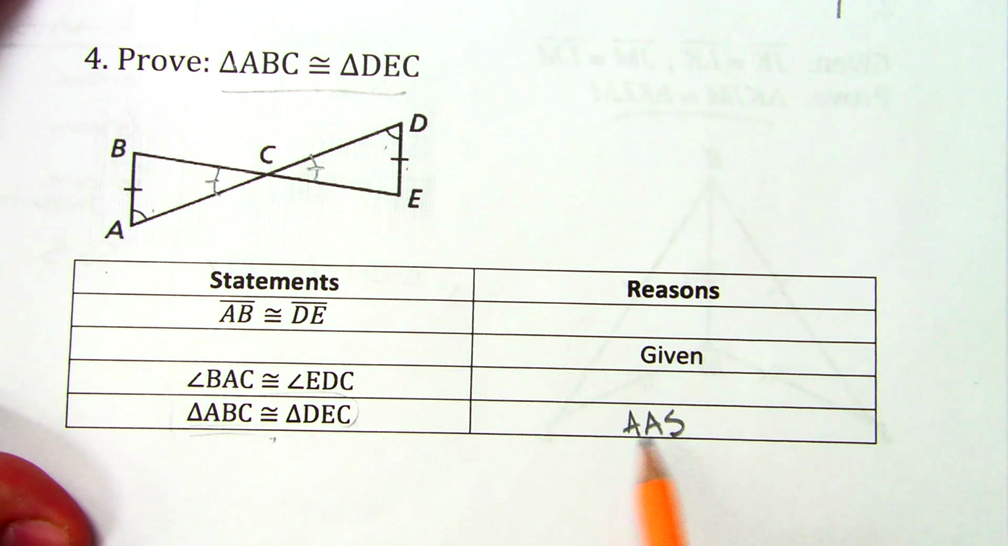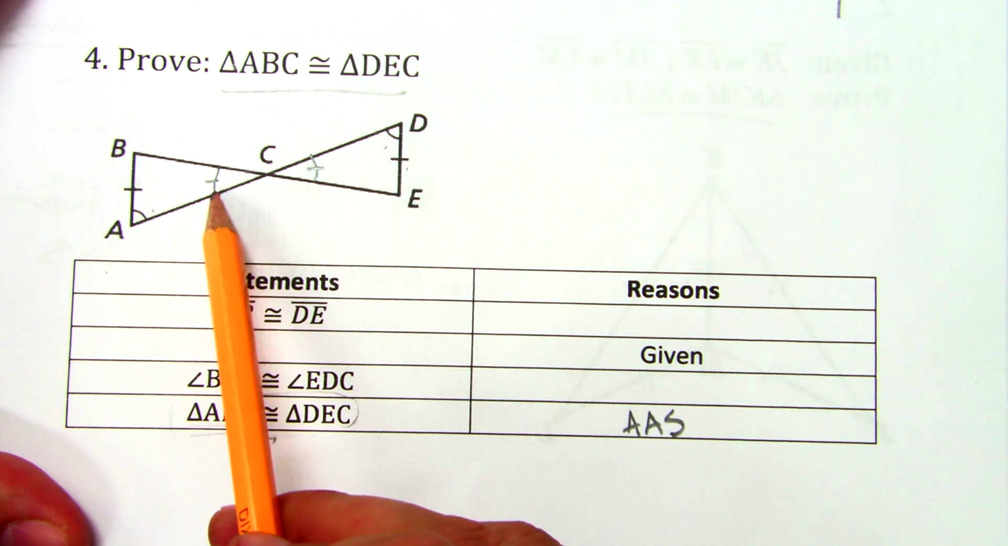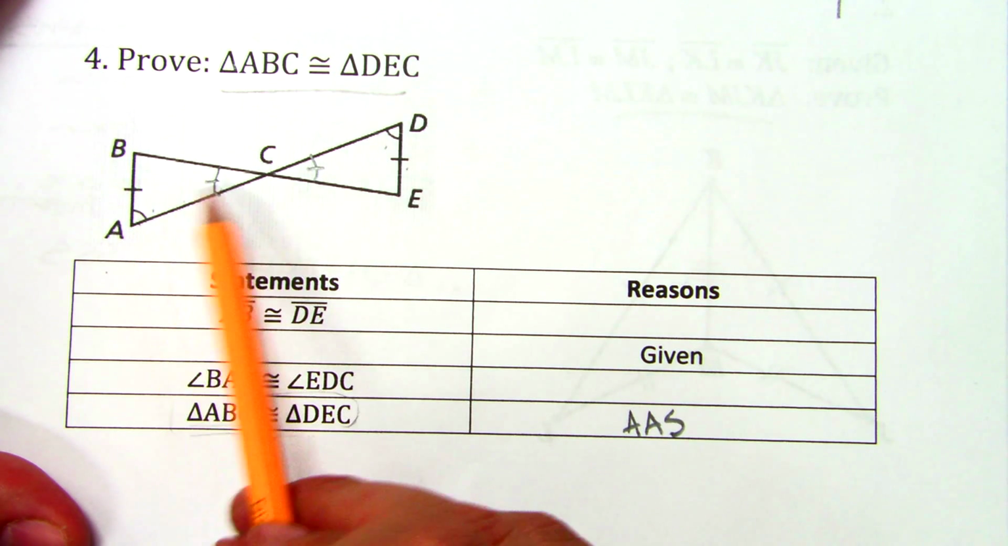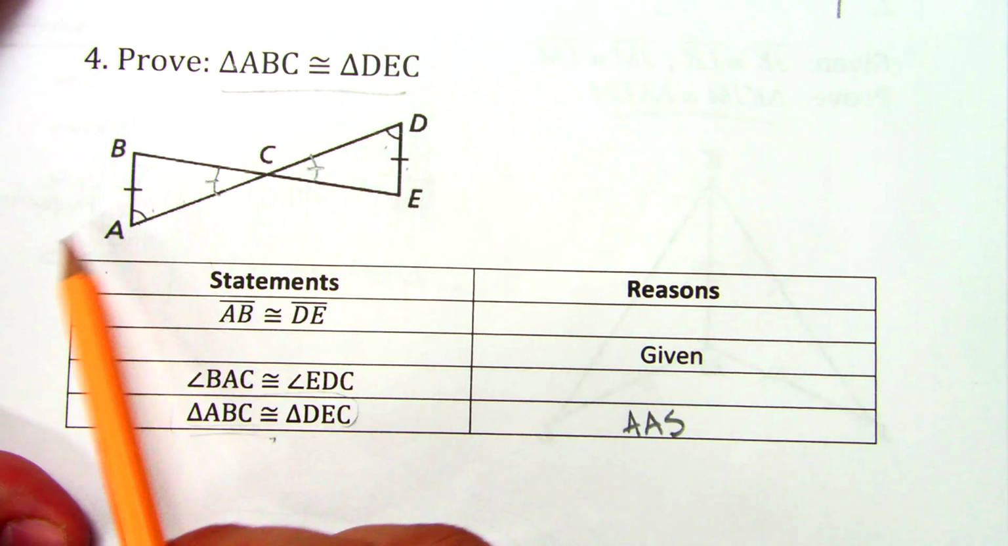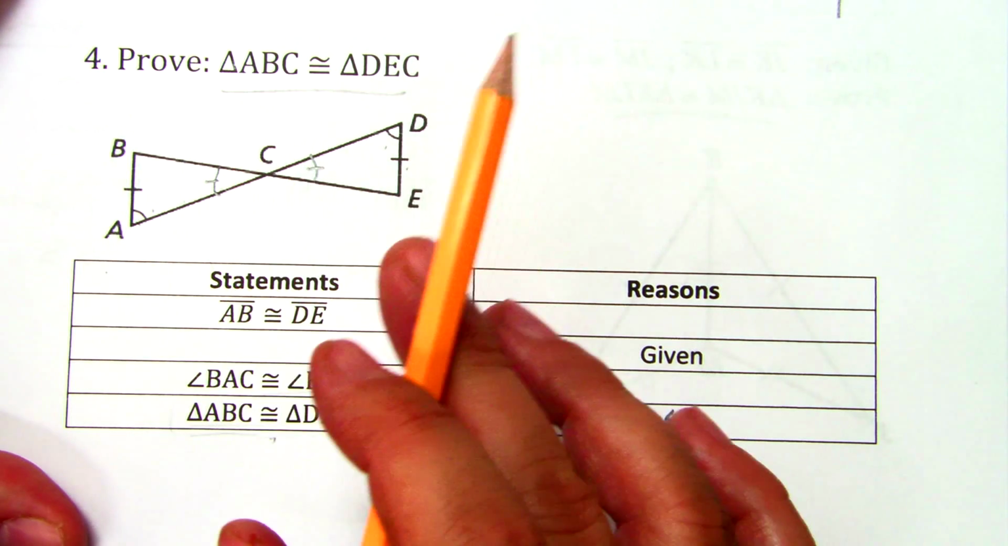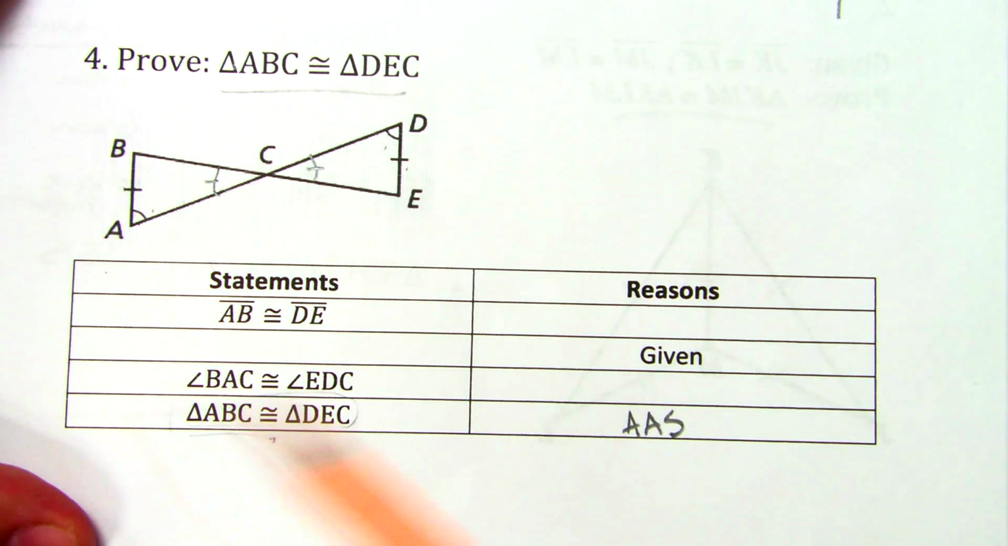Remember, it's not angle, side, angle. The difference between angle, side, angle and angle, angle, side is that with angle, side, angle, the side would have to be between the two angles. So it would have to be like AC and DC are congruent. I don't know that those are congruent. That's not something that I'm given. So I'm going to use angle, angle, side. The side is not included.